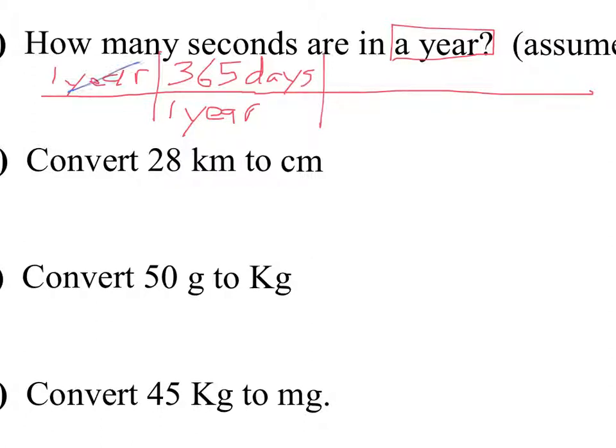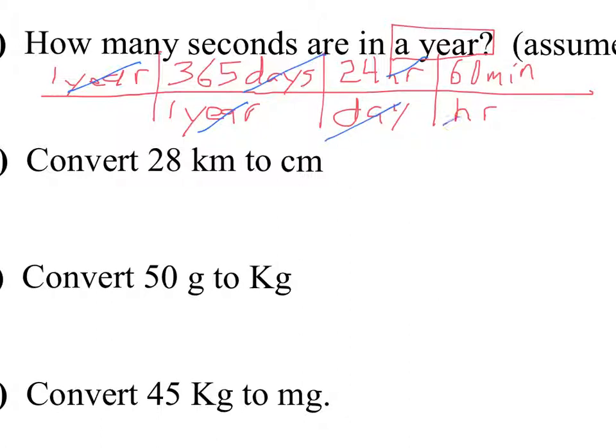So, I've now canceled my years, and my number is now 365 days. Next, I'm going to say that there are 24 hours in 1 day, and 60 minutes in 1 hour. Now I can cancel my days with days, my hours with hours, and I'm left with the units of minutes.